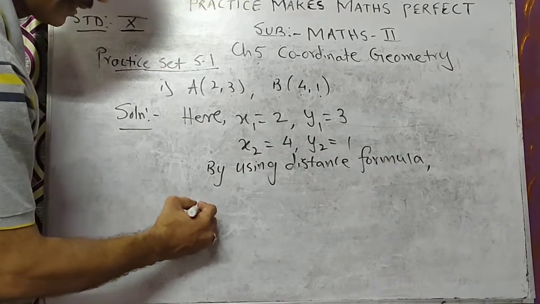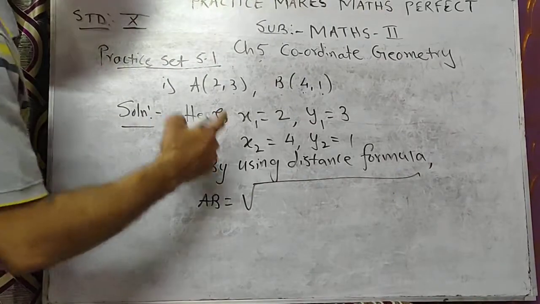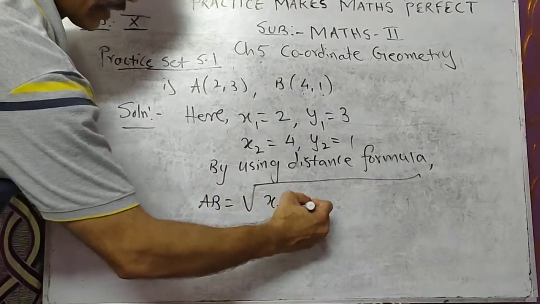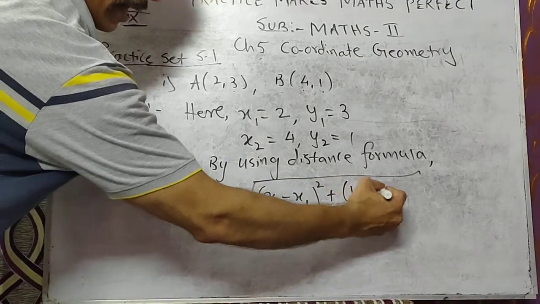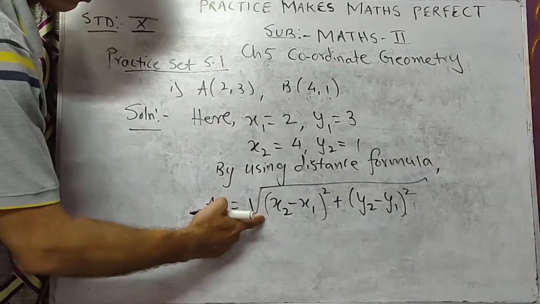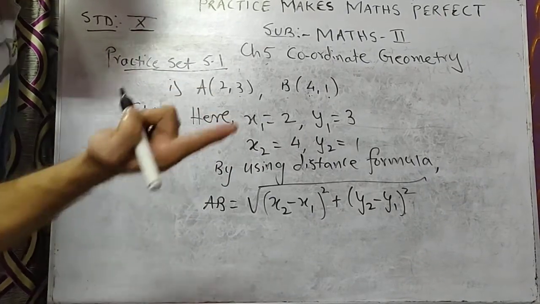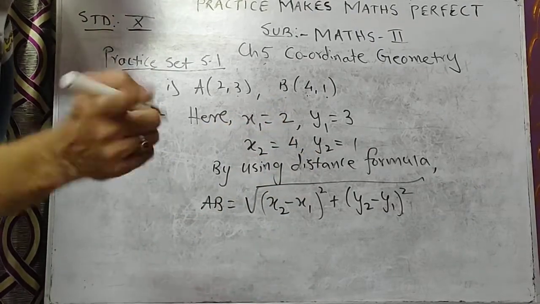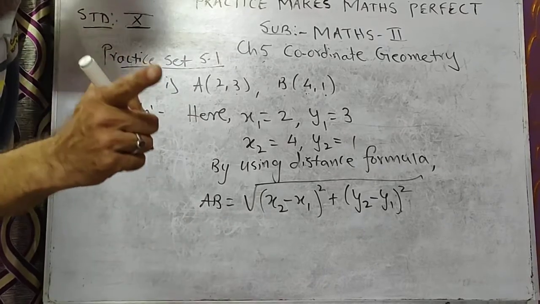Your distance formula is AB is equal to square root of x2 minus x1 the whole square plus y2 minus y1 the whole square. Okay, you can use this formula also, or if you want you can write x1 minus x2 the whole square plus y1 minus y2 the whole square. Anyhow you can use the formula. Once again I am telling you, any formula you can use in this.